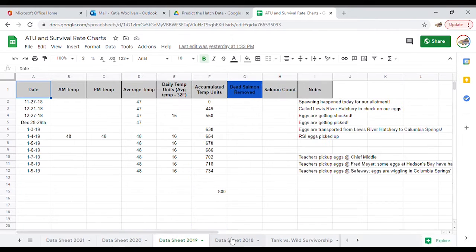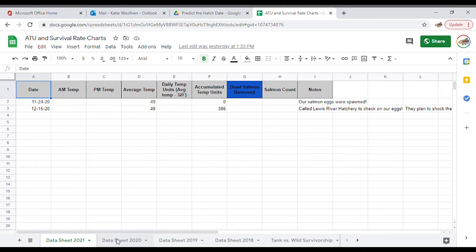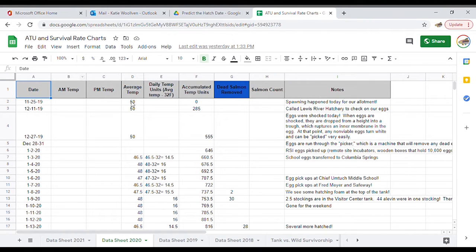At the bottom of this Google chart, there's also information and observations from last year and the year before that and the year before that. You could use this to help students make their predictions. We can look at last year's data and see that the eggs we raised last year were spawned pretty much the same day, 11/24 or 11/25. Water temperature was a little bit warmer last year in the Lewis River. Once they get to Columbia Springs, I can control the temperature, and I made it a little bit lower to make sure that the eggs wouldn't hatch before they got to your schools.